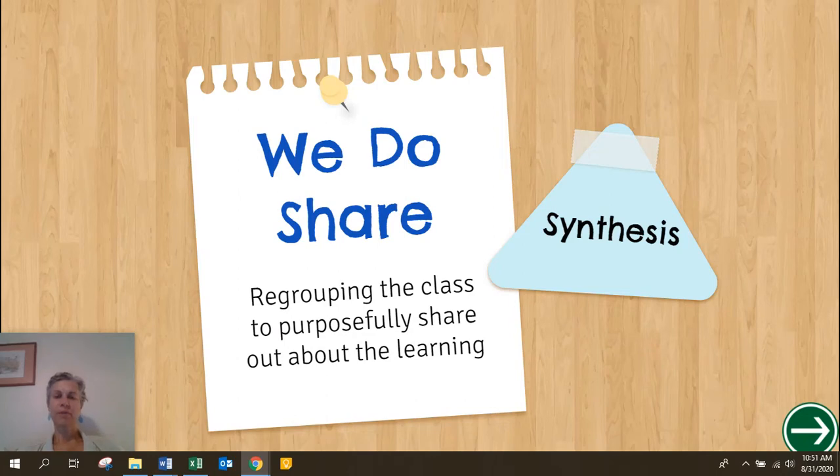The We Do Share is a part of the lesson that happens after students have had time to practice and get feedback during the activity. Now you regroup the whole class together.